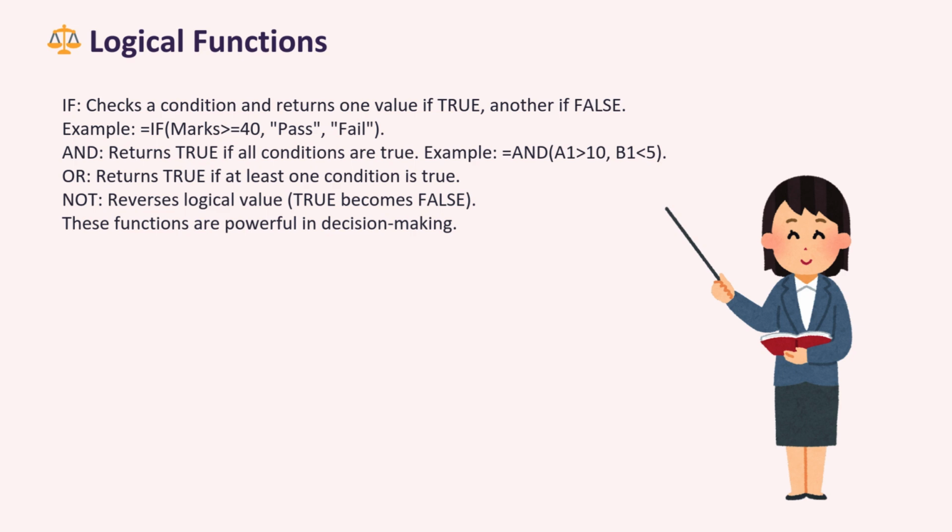Logical functions help us make decisions. The IF function checks a condition and gives results like pass or fail. AND returns true only if all conditions are true. OR returns true if at least one condition is true. NOT changes true to false and false to true. These functions are powerful in decision making.